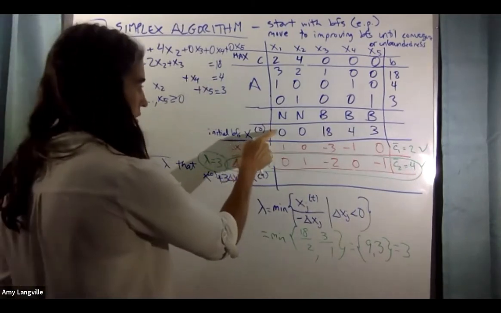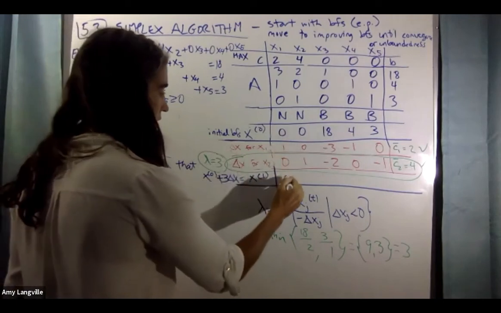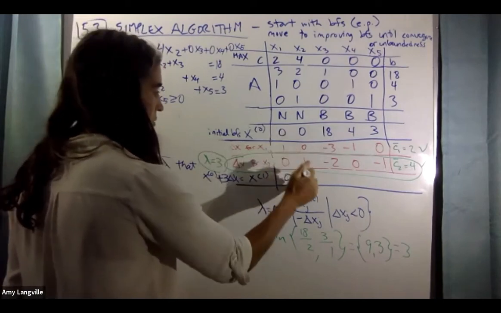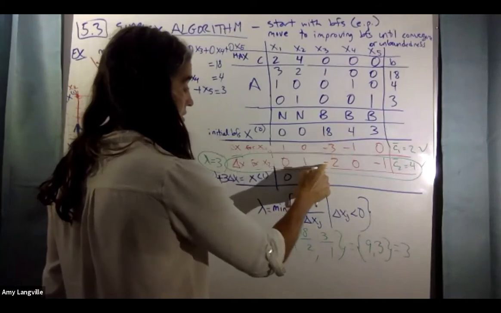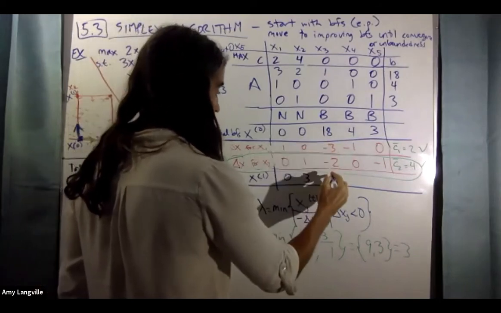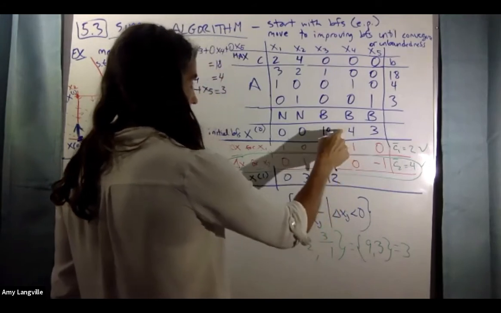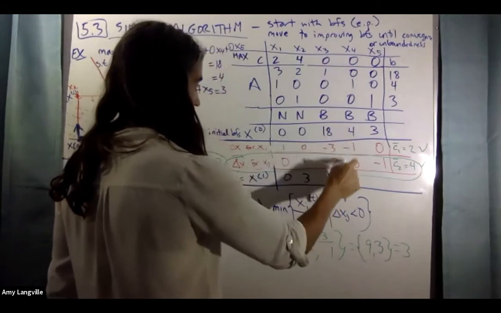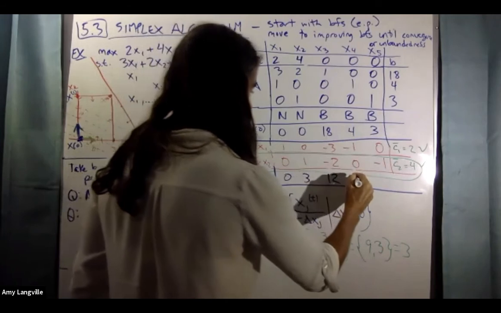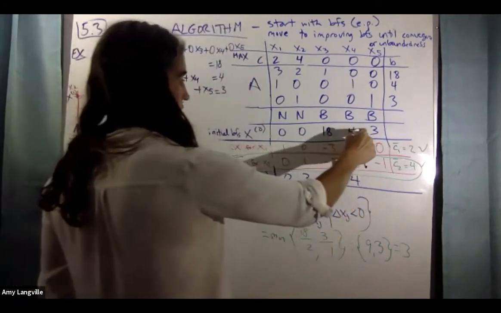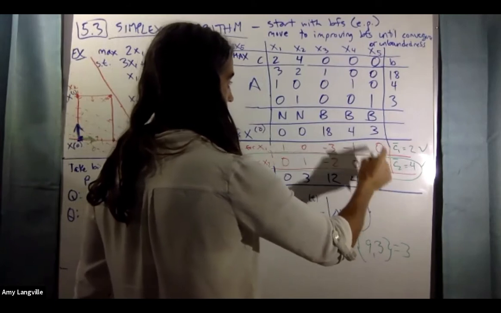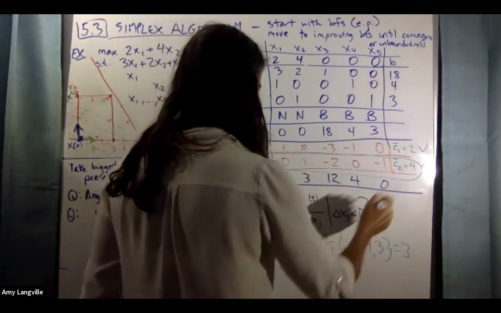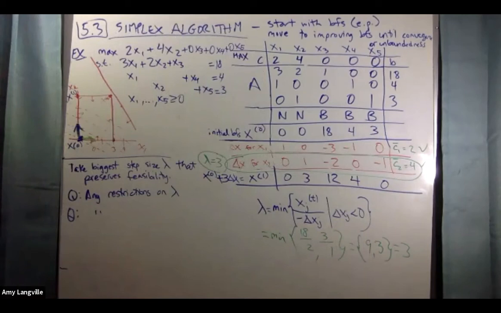Okay, so 0 plus 3 times 0 is 0. 0 plus 3 times 1 is 3. 18 plus 3 times minus 2 is 18 minus 6, which is 12. 4 plus 0 is 4. 3 plus 3 times minus 1, so 3 minus 3 is 0. So here's our next iterate.